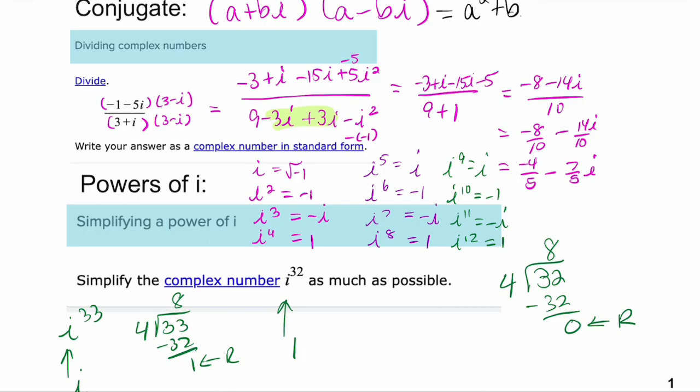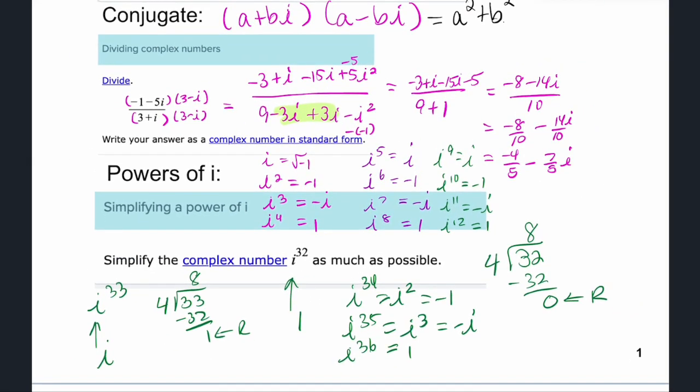So i to the 33 is i, i to the 34 is i squared, or negative 1. i to the 35 is i cubed, or negative i, and i to the 36th is 1 again. So it's just going to keep cycling through that. If you know how many 4s are in there, you take out those 4s, however many is left is your remainder, and that remainder will always be the i's. Does that kind of make sense how that works? It's just a pattern, and that pattern continues.